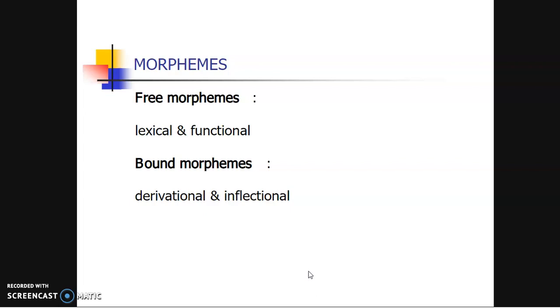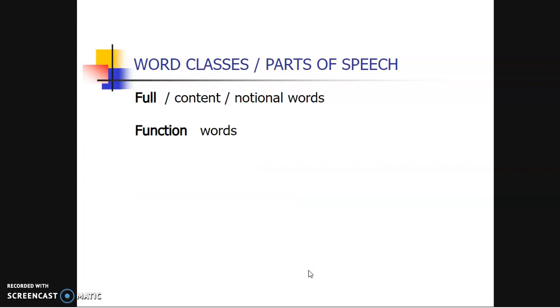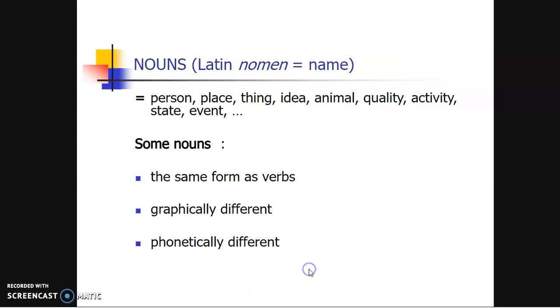So, morphemes will be free morphemes and bound morphemes. Free morphemes are lexical and functional. Bound morphemes are derivational and inflectional. So, what kind of word classes or parts of speech will go? We're going to talk about the content, notional words, and the function words.